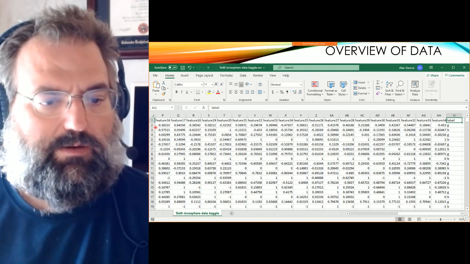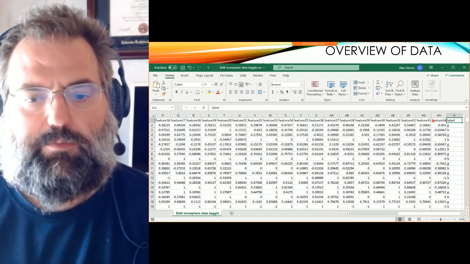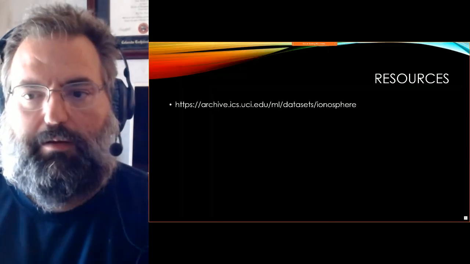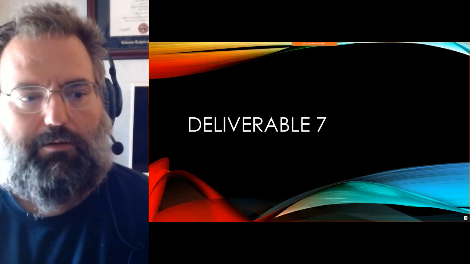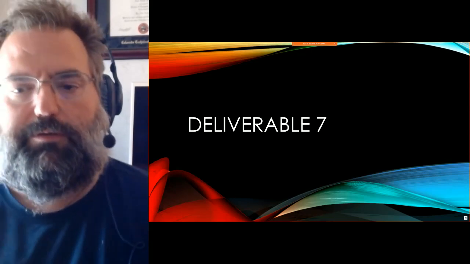So here's what the data looks like. Again, this is those 34 features, with a label at the end of good or bad. And if you're really interested, there's the data set if you want to go take a look at it and learn about it. So moving over to deliverables 7.